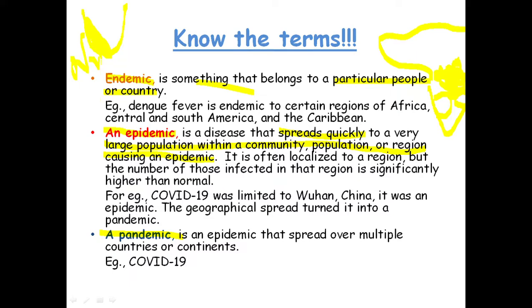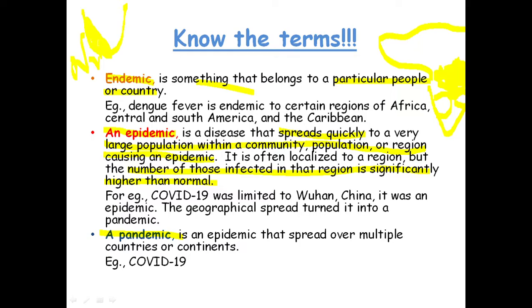Nipah virus. So what happened? It spread only within the state of Kerala in India. So now this is epidemic to that particular region. So now Nipah virus is epidemic to Kerala. It is often localized, but the number of those infected in that region is significantly higher than normal. So endemic is particular to a population or a country. Now this is particular to a community, population or region.